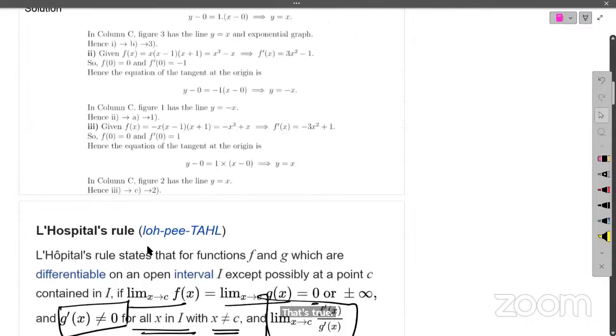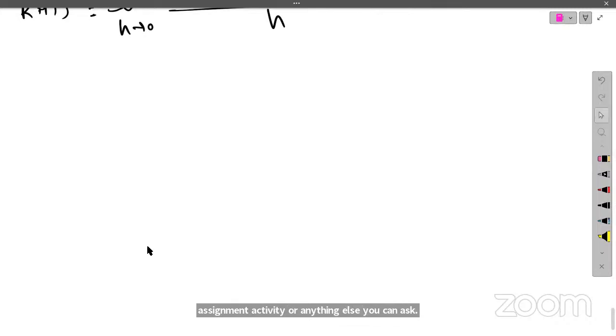So now if you guys have any doubt from the practice assignment activity or anything else, you can ask. We can solve these questions since we have time.